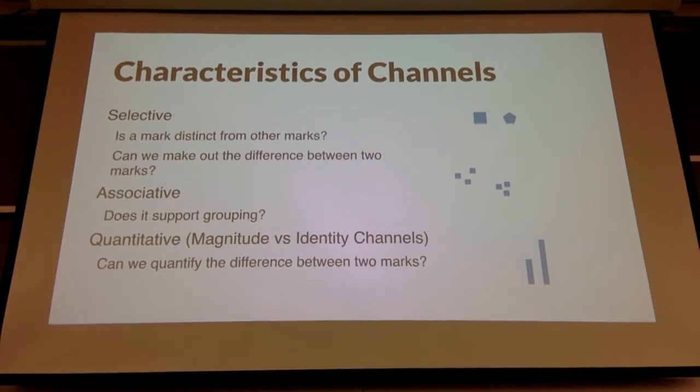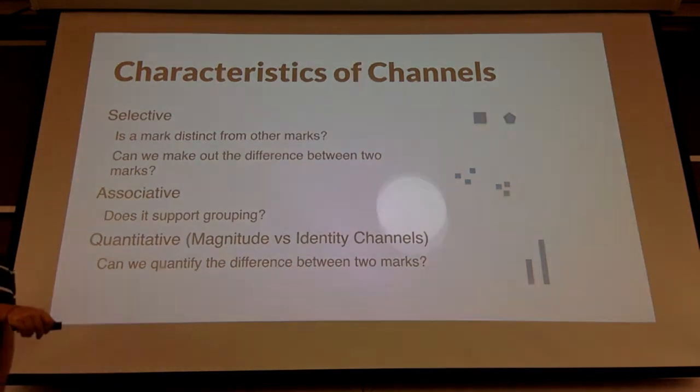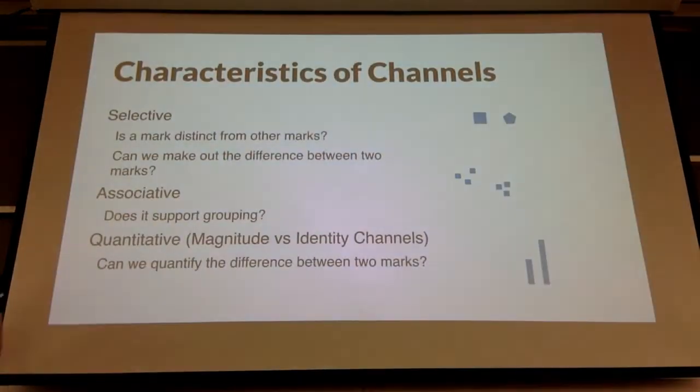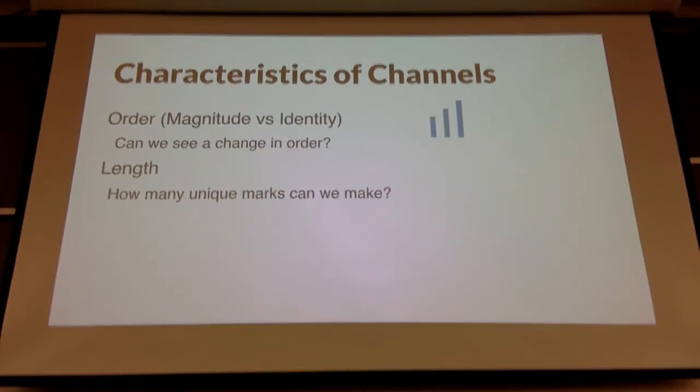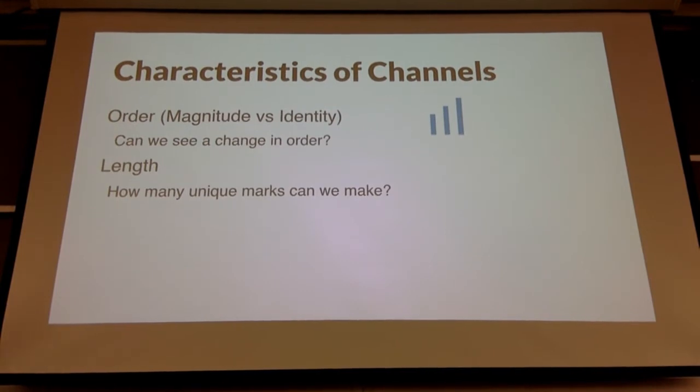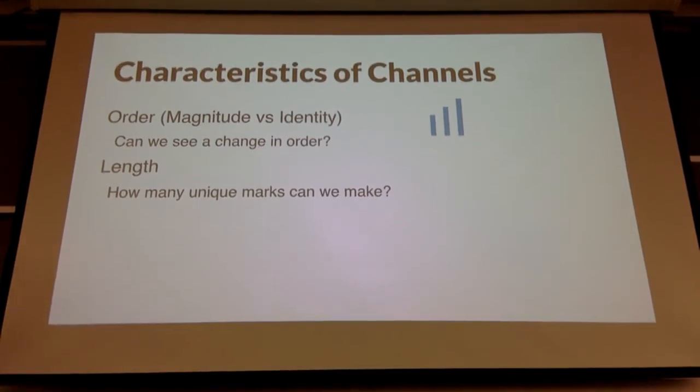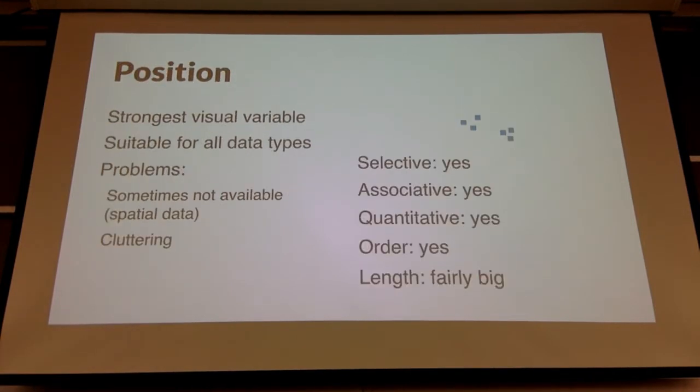Is a channel associative? Does it support grouping? Like obviously here, spatial region or position does support grouping, but maybe some others don't. Is it quantitative? Basically the question, is it a magnitude versus an identity channel? Can we quantify the difference between two marks? Order: can we see a change in order easily? And length: how big is our vocabulary? How many different values can we encode with that visual variable? And we'll see that those actually vary quite a bit.